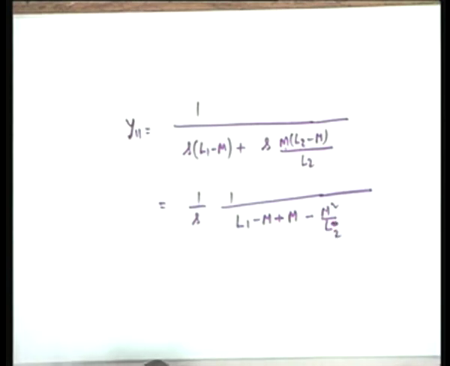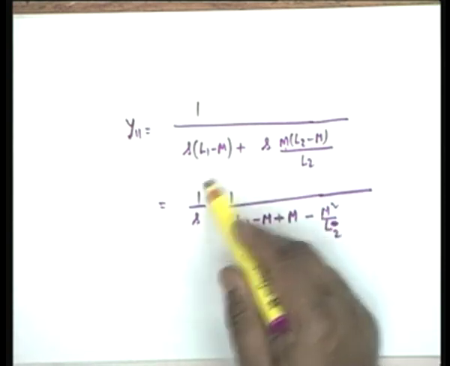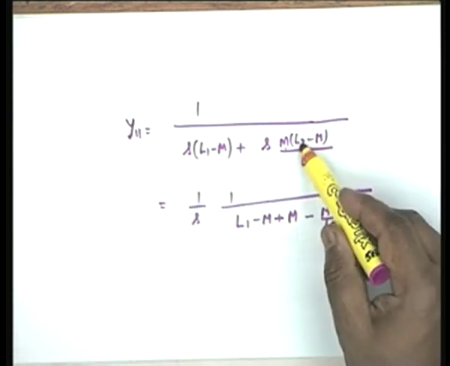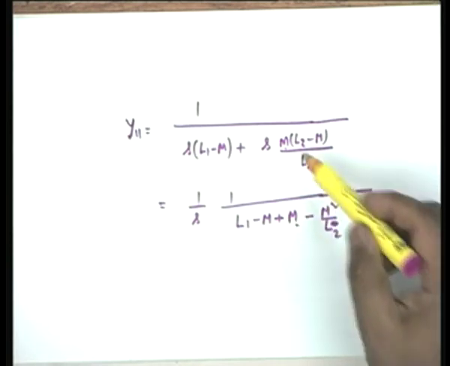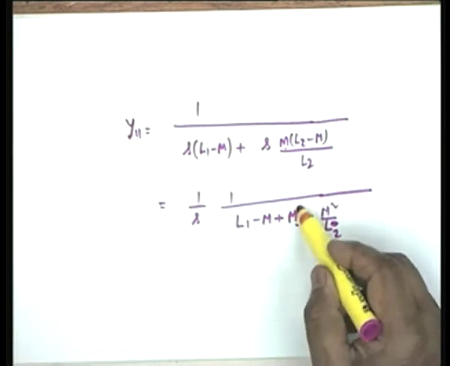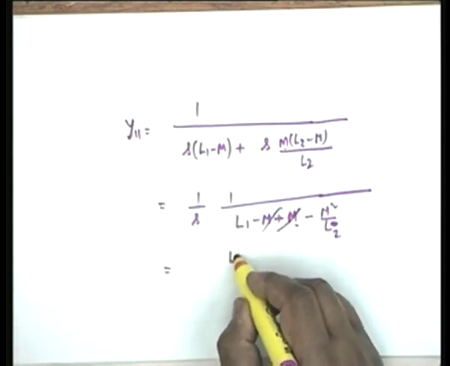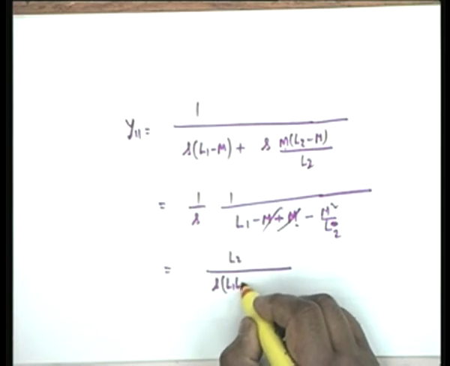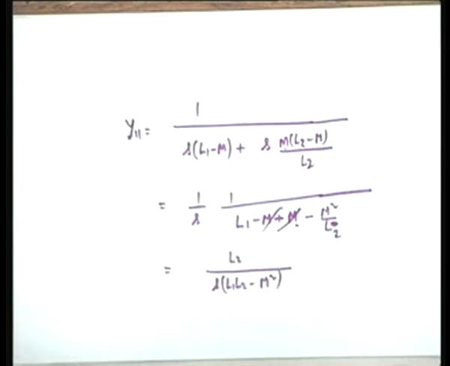Agreed? Or is the simplification too fast? I have taken S out from both. M L2 by L2 is M, and M squared by L2 and M squared by L2. So this M and M cancel, and you can see that this is L2 divided by S times L1 L2 minus M squared. If this was a perfect transformer, what would have happened? Y11 would have been infinity. In other words, for a perfect transformer, the Y parameters are not defined.